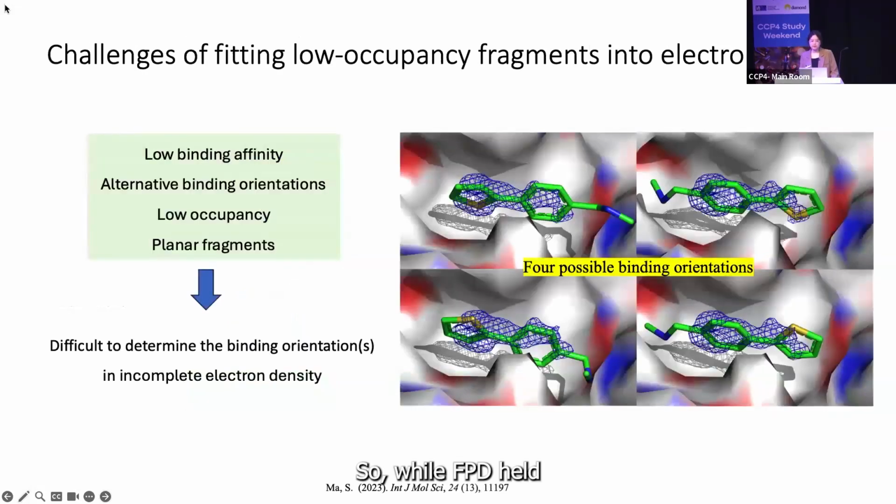So while FBDD holds significant promise, it also represents unique challenges due to the fragments' properties, such as low binding affinity, the coexistence of alternative binding orientations in the binding sites, and the low occupancy. A large proportion of fragments tend to display incomplete electron density in the maps.